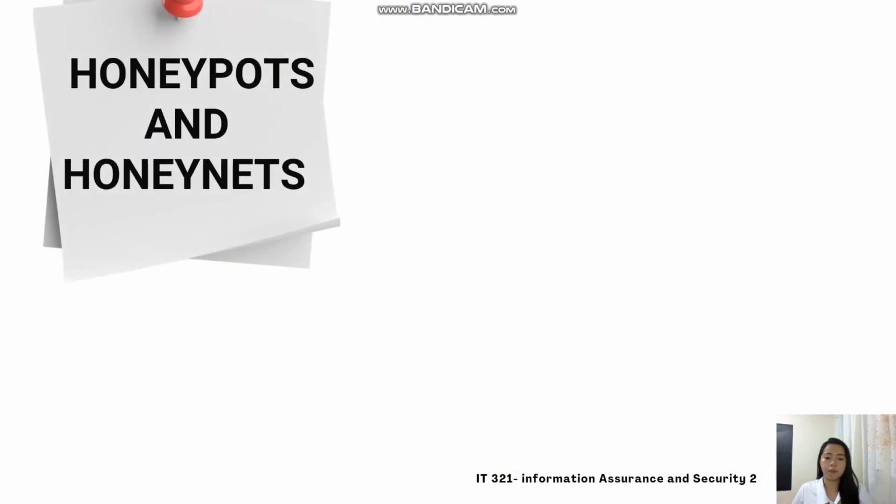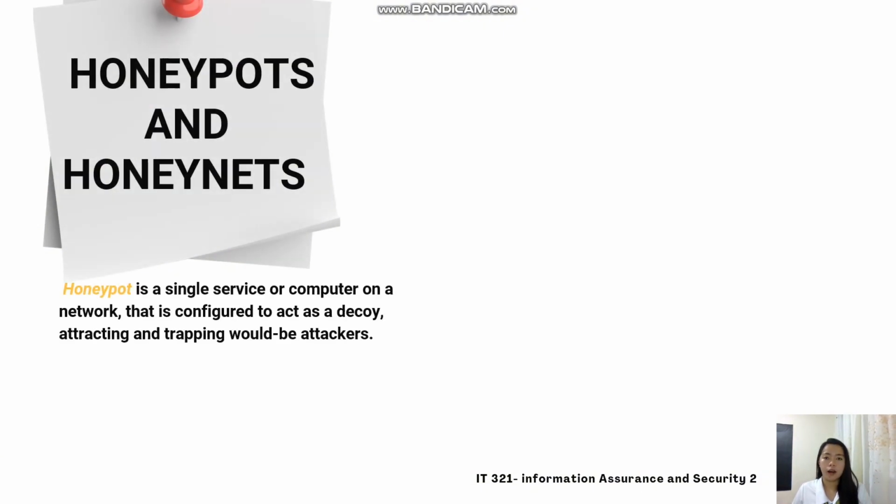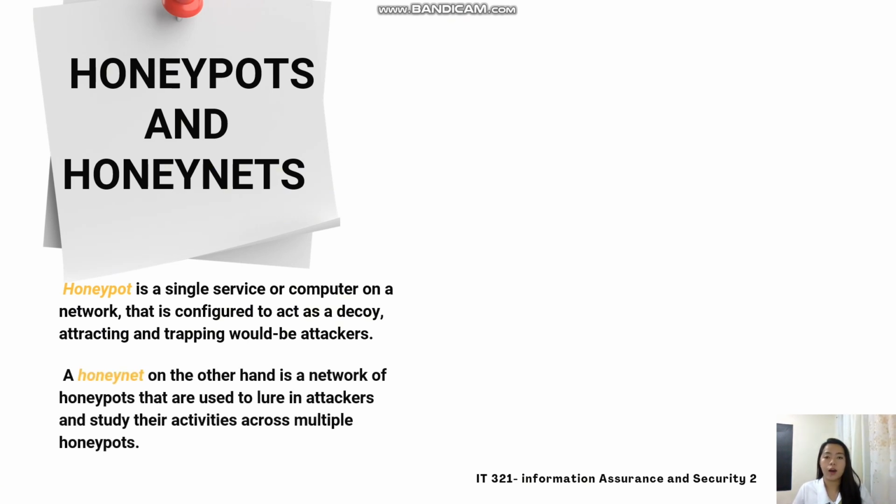So let's talk about honeypots and honeynets. What is a honeypot? A honeypot is a single service or computer on a network that is configured to act as a decoy, attracting and trapping would-be attackers. What is a honeynet? A honeynet, on the other hand, is a network of honeypots that are used to lure in attackers and study their activities across multiple honeypots.